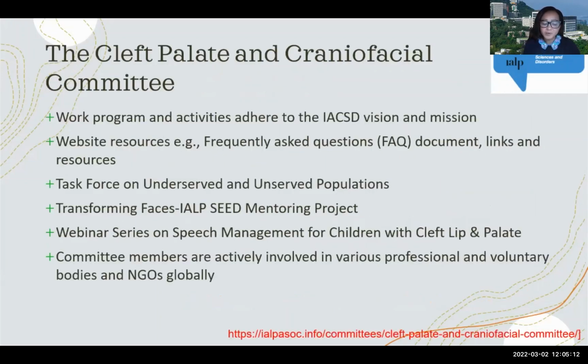There are 14 subcommittees within the association, and the Cleft, Palate and Craniofacial Committee is one of the newer committees in the association. Our work program and activities adhere very closely to the IALP vision and mission. We have also very recently updated our website, and you can see our link at the bottom of the slide. We now have a frequently asked questions document for the non-specialist speech language therapist in cleft lip palate. We also have a very comprehensive document on links and resources. All of these are freely available and accessible on the committee website.